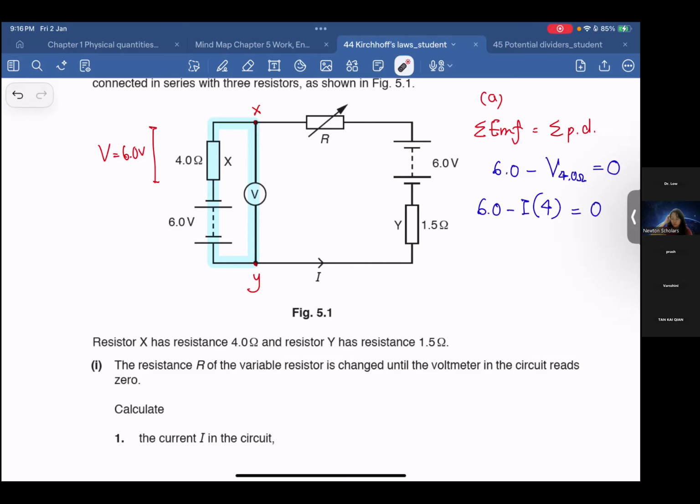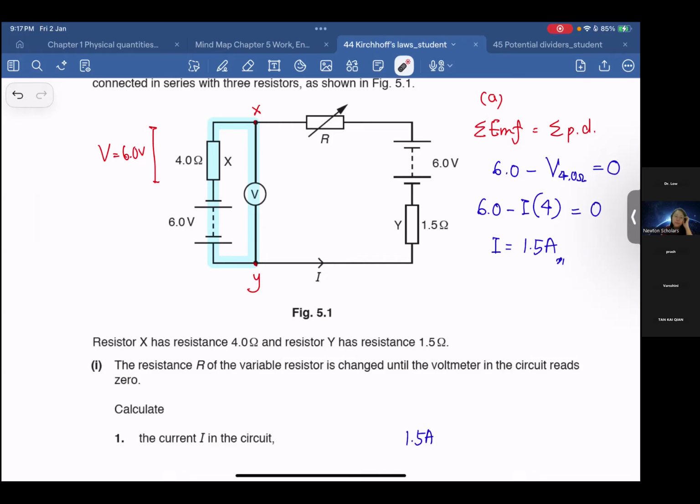So your current for this question should be 1.5 ampere. This one is A, 1.5 ampere is your answer for A. What is provided is exactly this potential difference. So 6 volt equals I times 4.